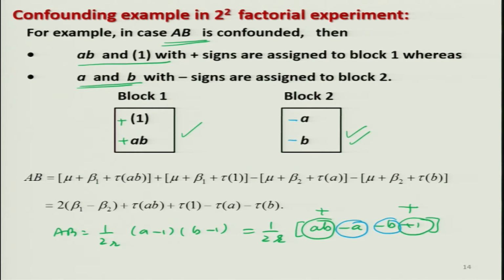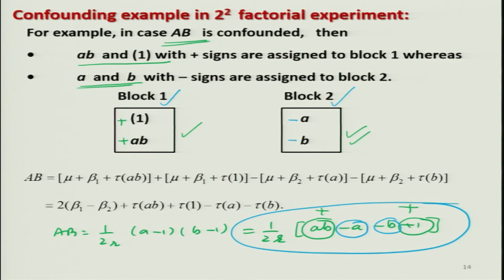Now, can you see why this is happening? You are trying to say that your AB is obtained like this, but out of these 4 treatment combinations 1, A, B, AB, those treatment combinations which are appearing with the positive sign, you are trying to assign them in block number 1, and those appearing with the negative sign, you are trying to assign them into block number 2, and then the interaction effect AB is getting confounded. That is what you are observing.